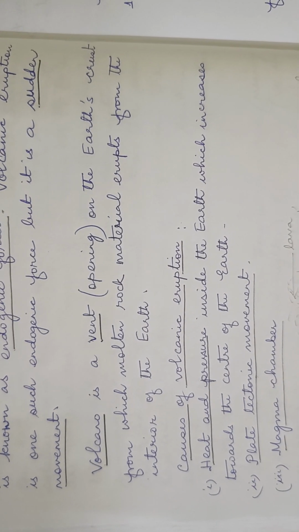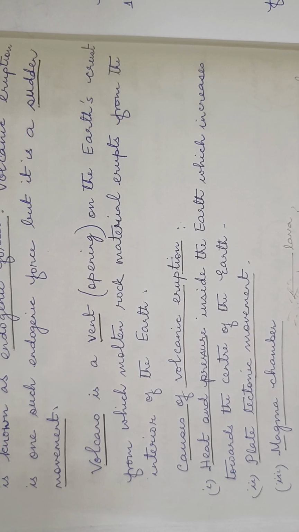Now, what's the definition of volcano? This is very important for you. Volcano is a vent. Vent means opening on the Earth's crust from which molten rock material erupts from the interior of the Earth. Volcano, it is a vent or an opening on the Earth's crust from which molten rock material erupts from the interior of the Earth.